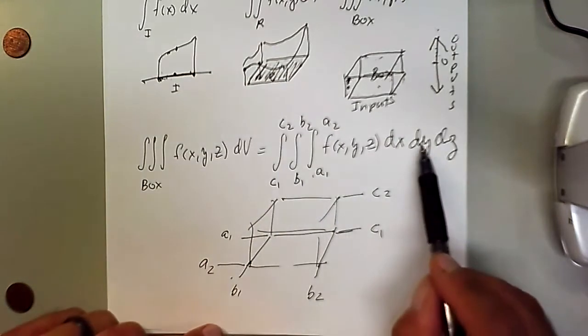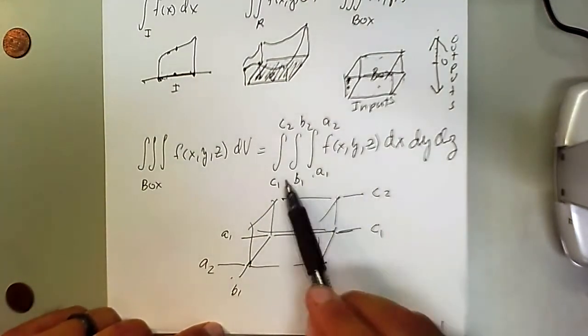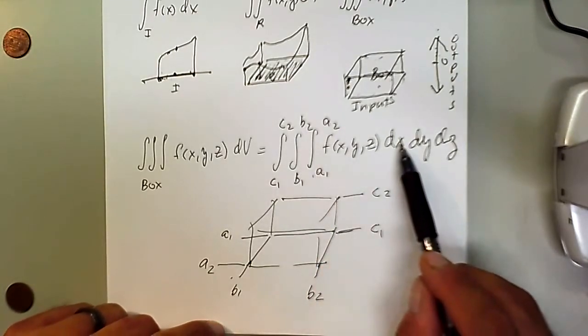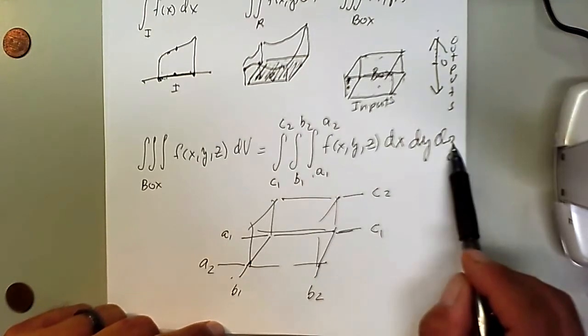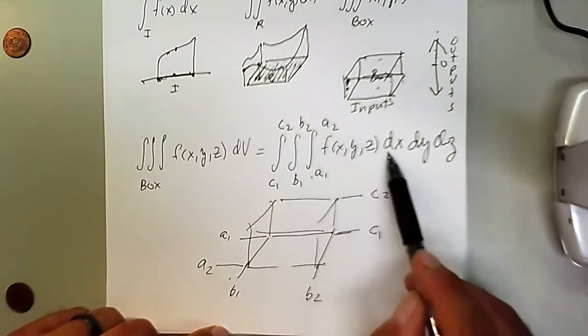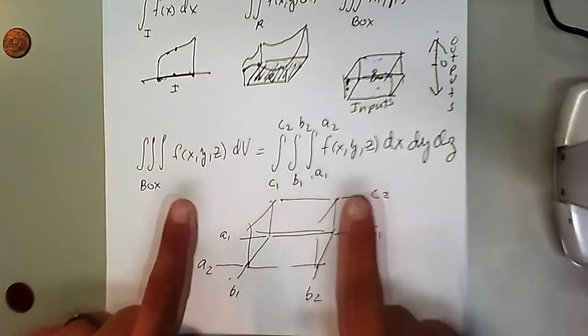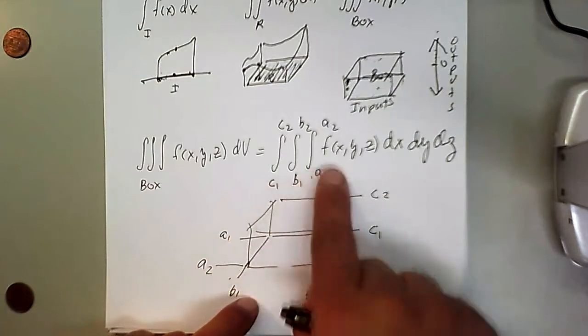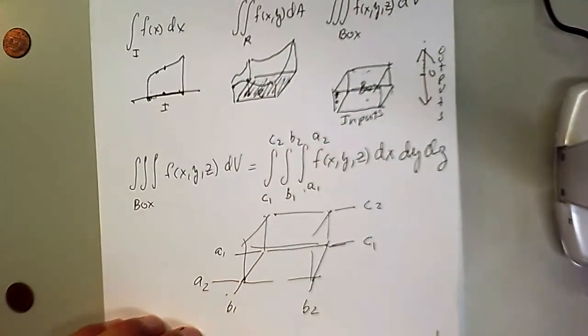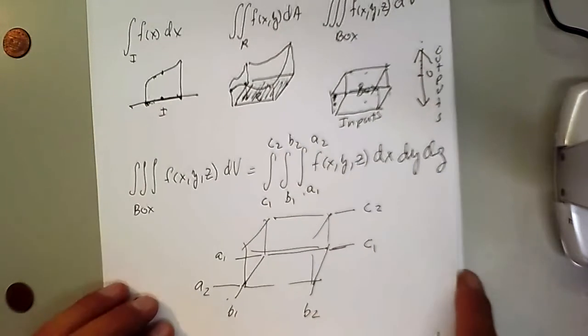So if you put the Y first, then the B's have to go on the inside. And if you put the X way out, then the A's have to go out. Whatever numbers correspond to X have to correspond to the symbol in the integral. If you have fixed numbers, that is not too much of an issue.